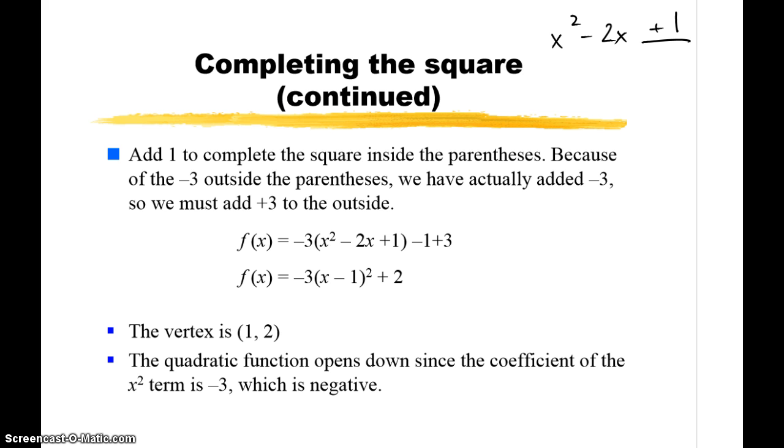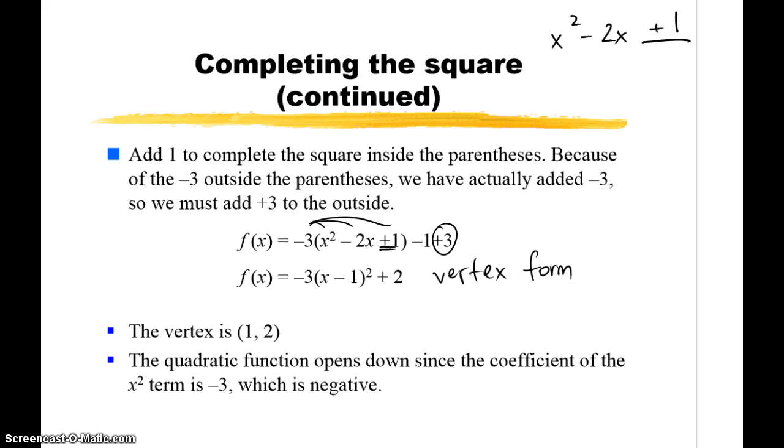But because we're adding this positive 1 inside the parentheses, we're multiplying by negative 3. So really, if I were to distribute back this negative 3, I would be adding a negative 3 to my equation overall. So if you remember, one problem with completing the square is you have to balance your equation when you do that. So we have actually added a negative 3 here. So we must add a positive 3 to the outside in order to balance our equation. So what our equation looks like now is negative 3 times x minus 1 squared plus 2. And that is in vertex form.